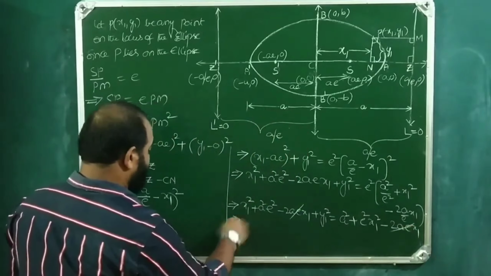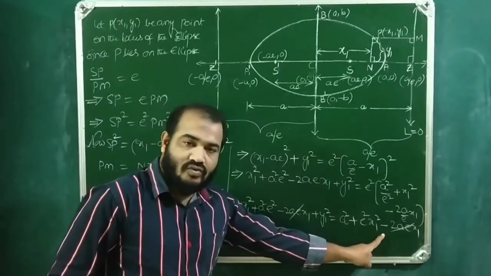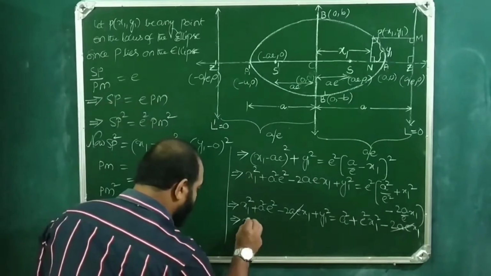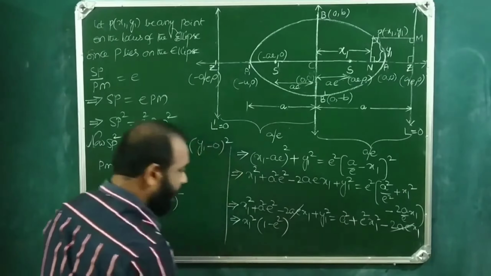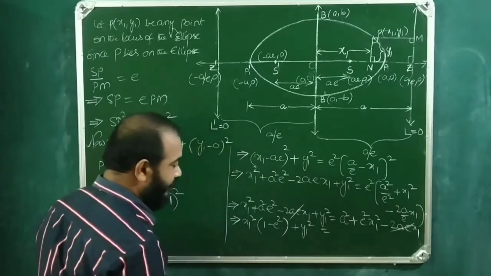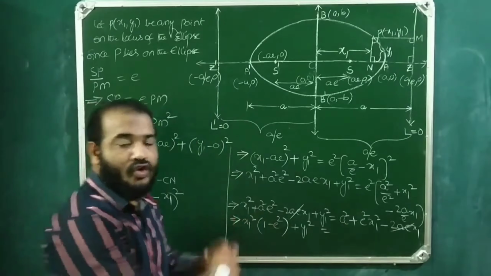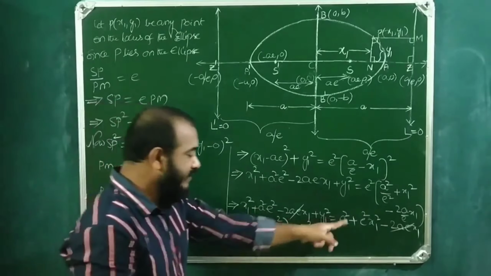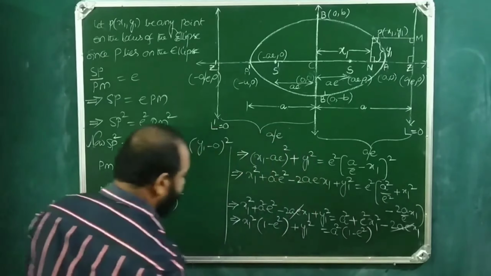So this is equals to, this is x1 square, this is e square x1 square, on transposing minus e square x1 square. Take x1 square in common, then 1 minus e square plus y1 square is equals to, here this is a square, this is plus a square e square, on transposing to the other side it is minus a square e square. Take a square in common, then it is 1 minus e square.